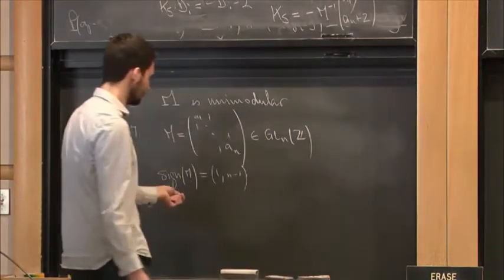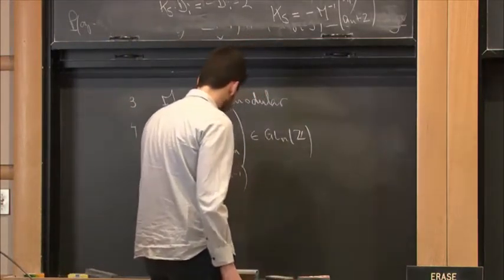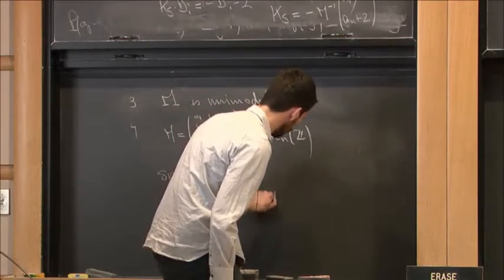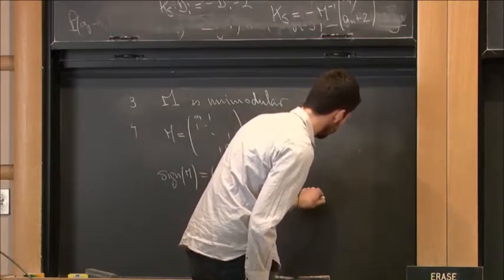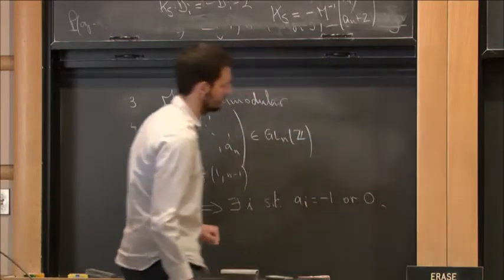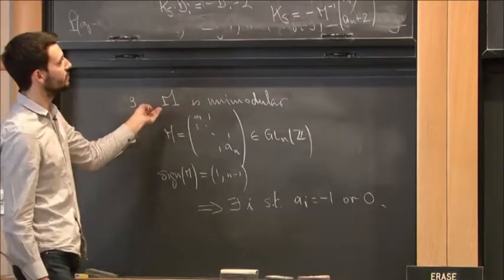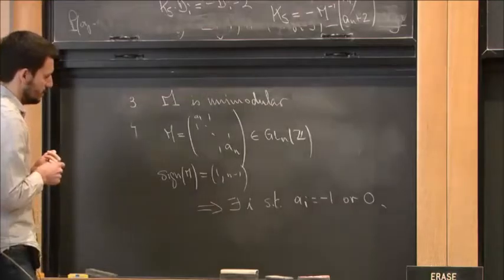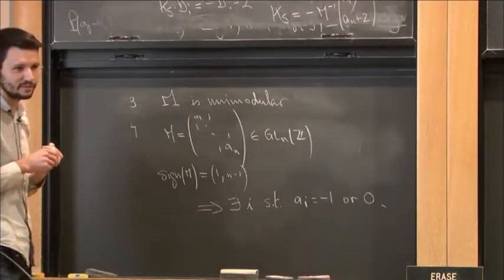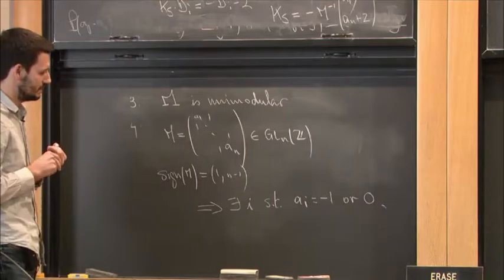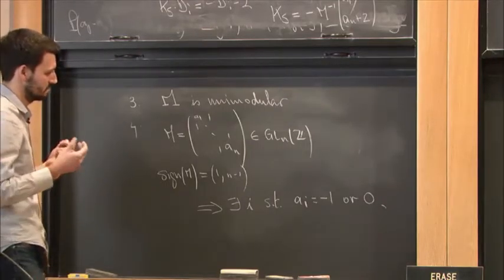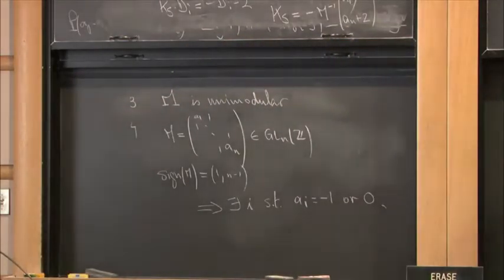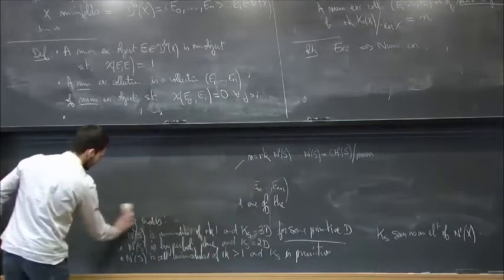Then these two conditions alone imply that there exists an index i such that a_i is minus 1 or 0. Combined with the unimodularity of M, this gives the primitivity for K_S. The proof is horrible. It's just row and column operations and using divisibility. It's very strange. And the fifth step is very puzzling to me.